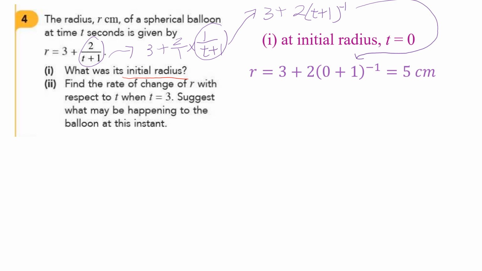Right, so for part 2, we're asked to find the rate of change of r. That refers to your dr over dt, meaning you differentiate your r with respect to t. So we're going to do that. You differentiate 3, you get 0. For this one we have to use our chain rule.